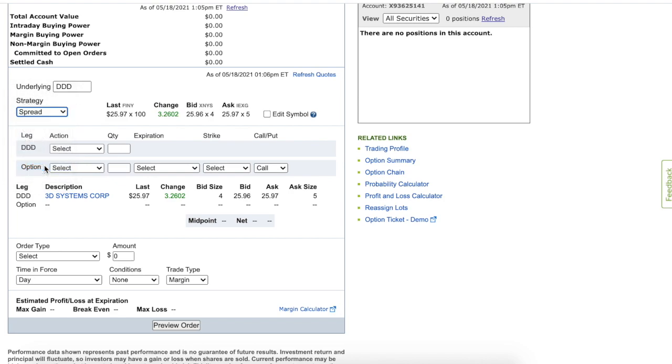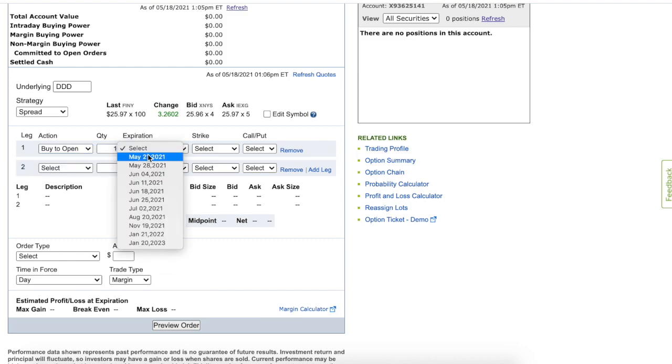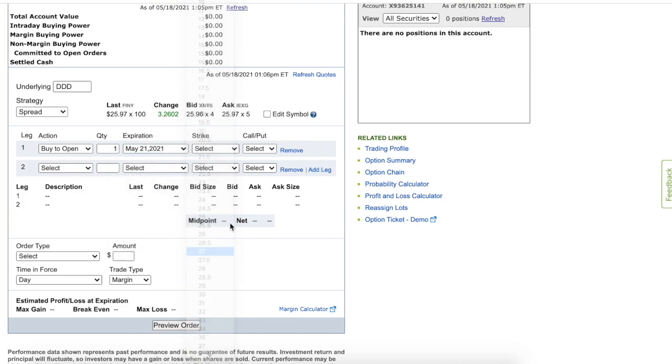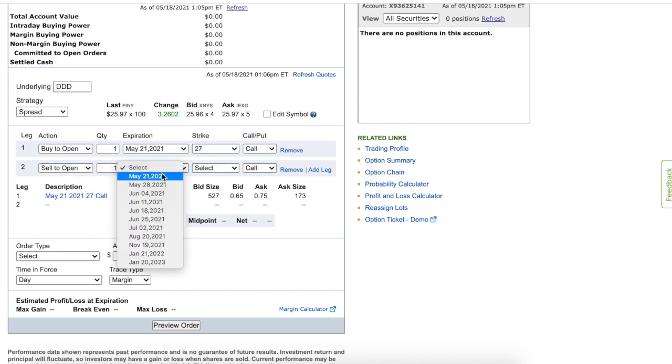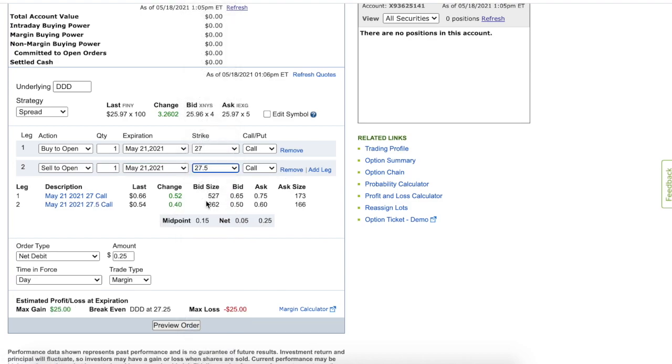For the most part, you'll do spreads. So let's say we want to get into a call debit spread, just a nice basic one. So leg one, I'm going to do a buy to open, and do one of those. And let's just do it for this Friday. And let's do a $27 strike call, and then it's a debit spread. So this one is going to be a sell to open. One, again for this Friday. We'll pick a higher strike. We'll just do $27.50. And it's going to show you what the midpoint is for those two.